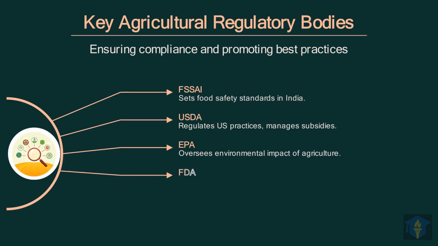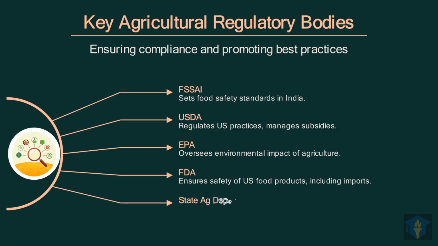The FDA ensures food product safety in the U.S. market. It monitors both domestic production and imported food products for safety. State agriculture departments handle regional implementation. They enforce agricultural laws at the state and local levels.